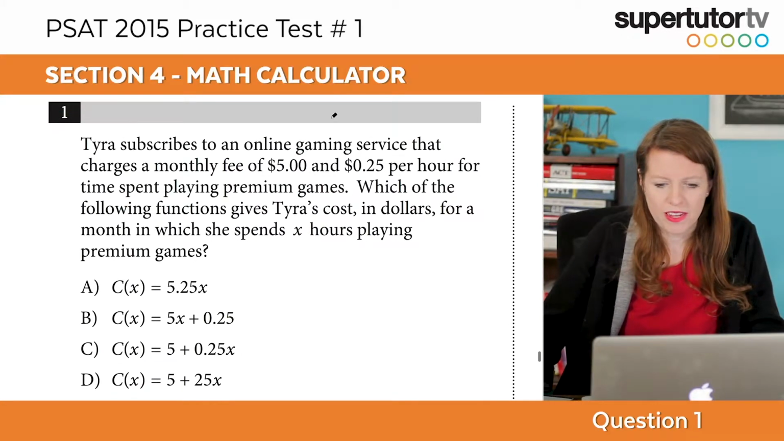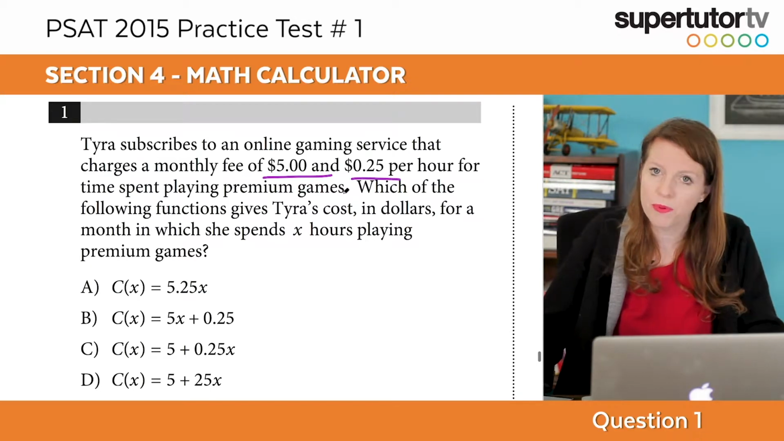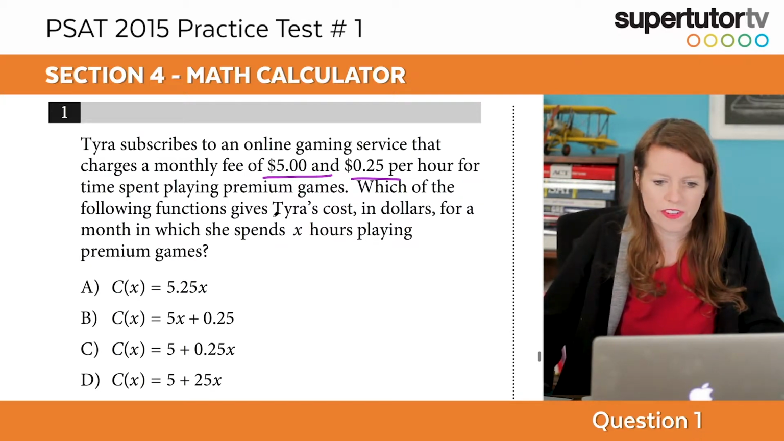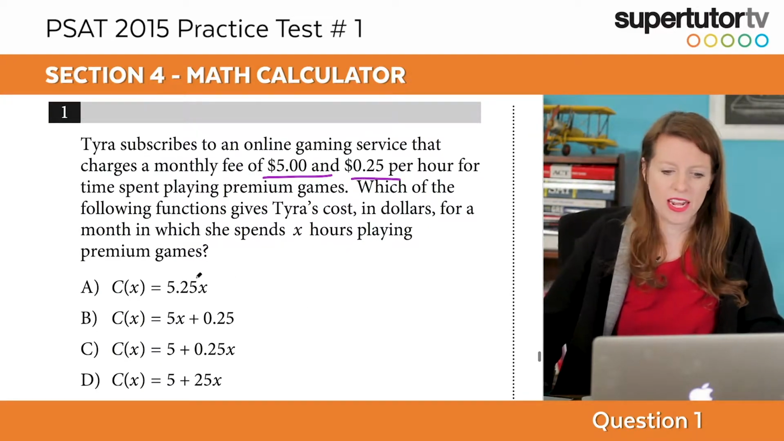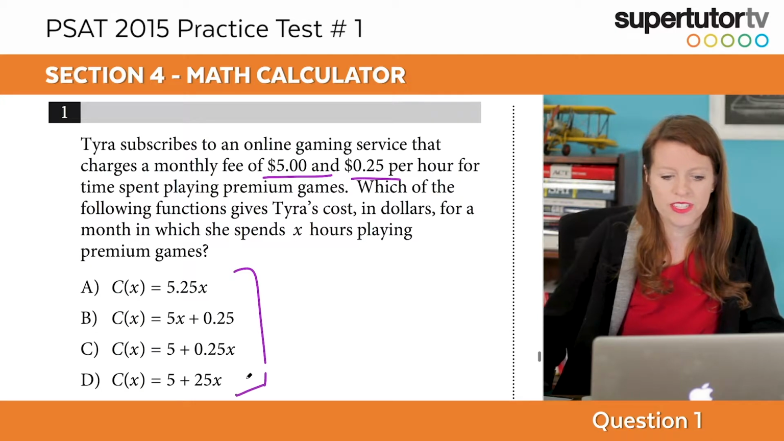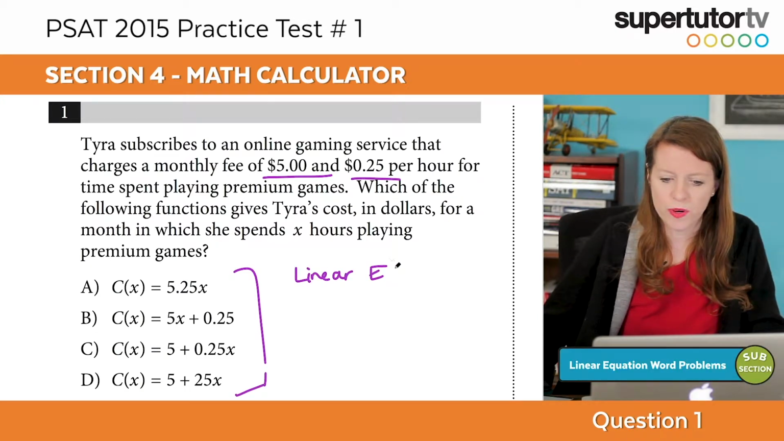Tyra subscribes to an online gaming service that charges a monthly fee of $5 and 25 cents per hour for time spent playing premium games. Which of the following functions gives Tyra's cost in dollars for a month in which she spends x hours playing premium games? Whenever I have a word problem like this, and I look at the answer choices, I know that this is modeling a linear equation word problem.